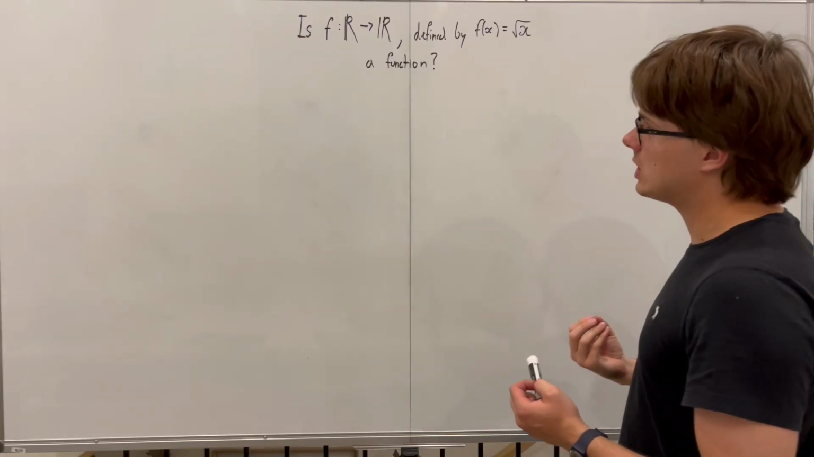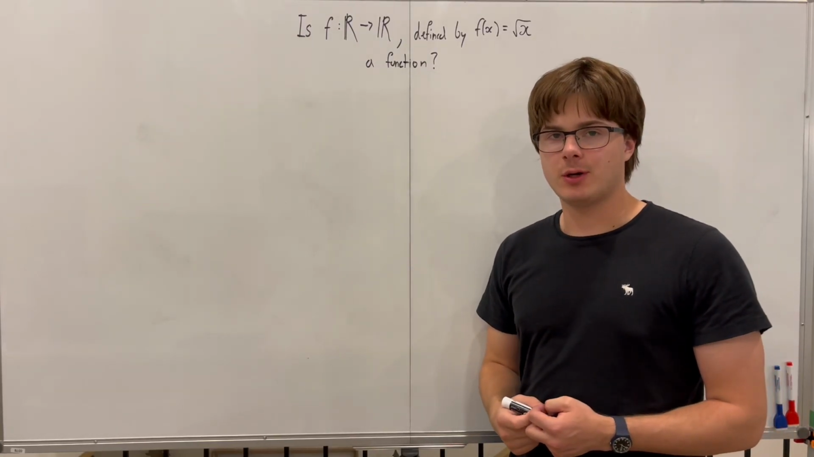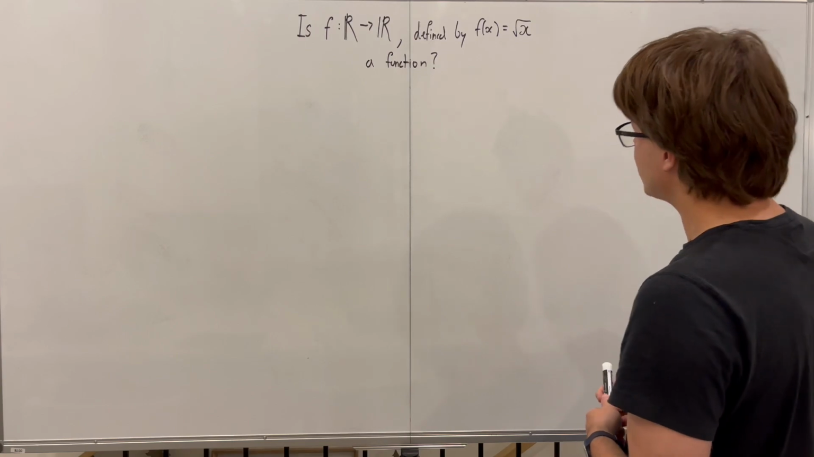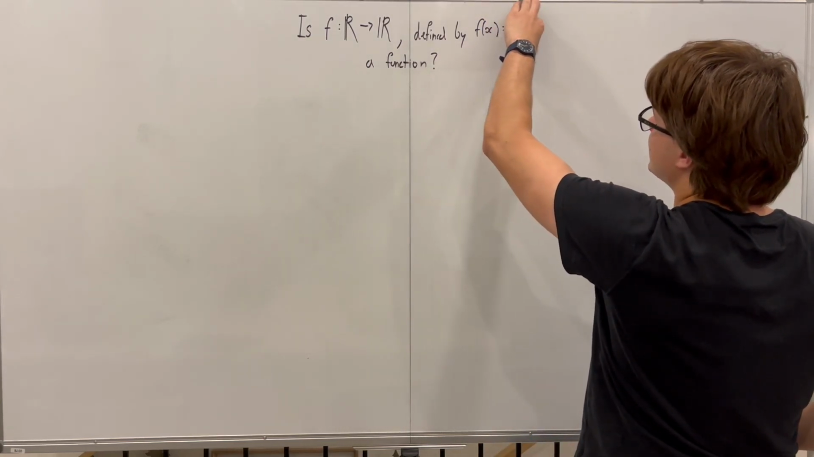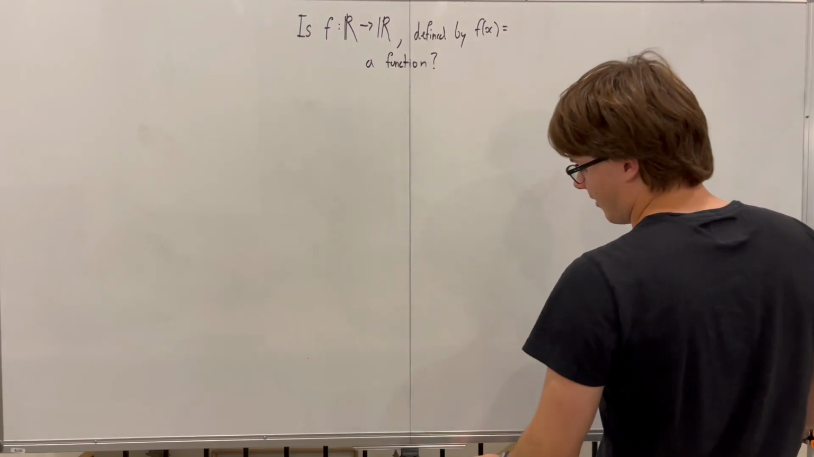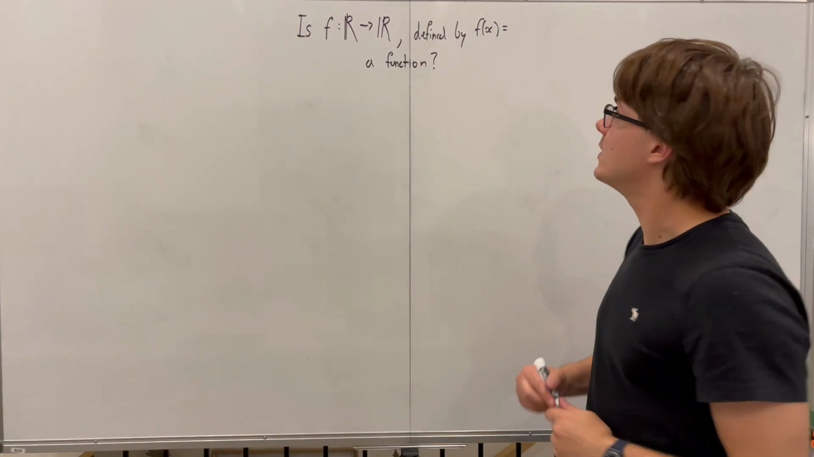Why is it we usually do think square root of x is a function? Well, it's because we're actually not defining it like this. The way you would want this to be a function is you would say the following. You would create a piecewise function.